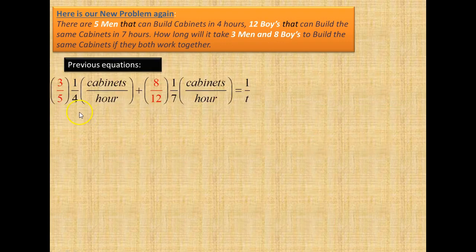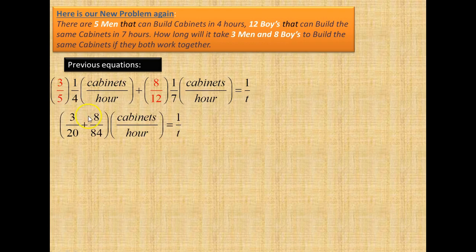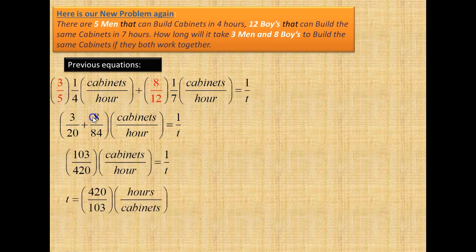This is our previous equation. So we solve for t. We invert. And t is equal to 4 hours, 4 minutes, and 40 seconds.